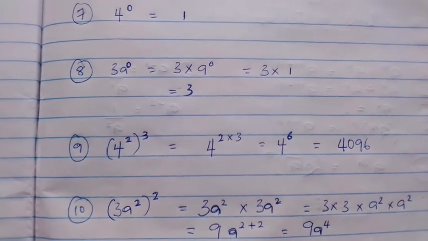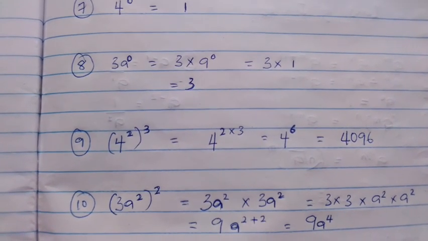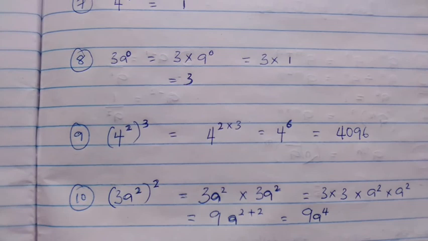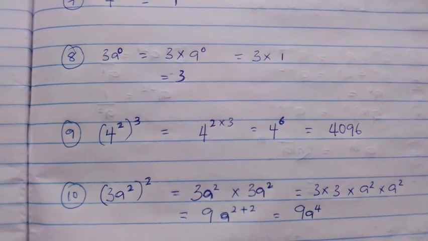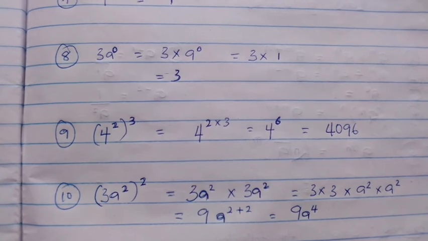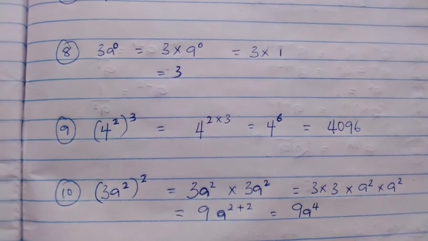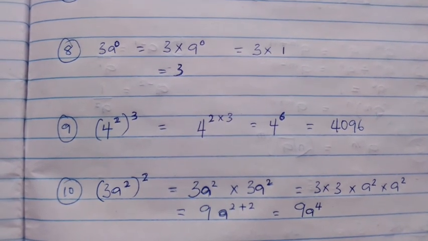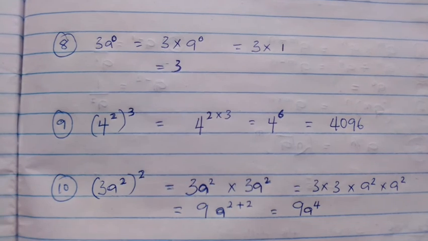4 raised to power 2 all raised to power 3. From our laws of indices, you just multiply the powers, which is 4096. And for number 10, 3a raised to power 2 all raised to power 2 is the same thing as 3a raised to power 2 in 2 places, which is 3a raised to power 2 times 3a raised to power 2, which we have as 9a raised to power 4.